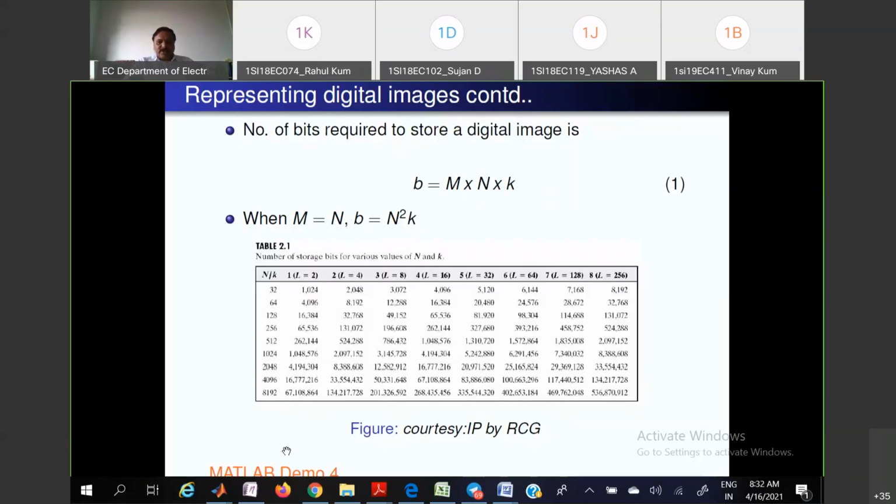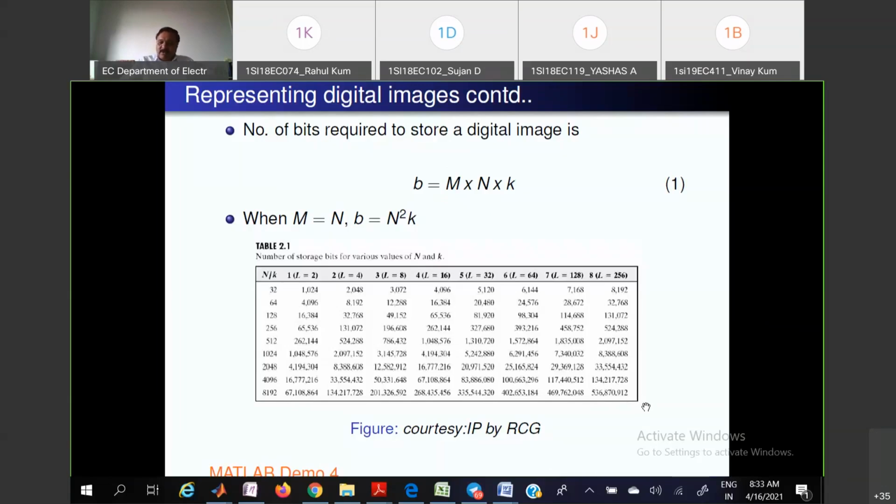So what you should notice here is, as the size of the image increases, as the number of bits used to represent the image increases, the amount of data to be stored increases. So you can imagine this is an 8192 cross 8192, 8-bit image. Just observe the figure here, a very, very large value.